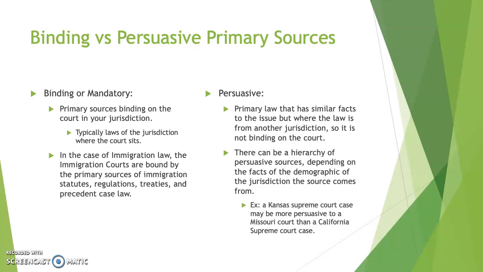The primary sources are persuasive if they come from a jurisdiction other than the one where the court sits. There can sometimes be a hierarchy of persuasive sources depending on the facts of the case and the demographics of the jurisdiction where the source comes from. So, for example, a Kansas Supreme Court case may be more persuasive to a Missouri court than a California Supreme Court case because Kansas is closer in proximity to Missouri, but also because the demographic of the population is more similar than California would be.